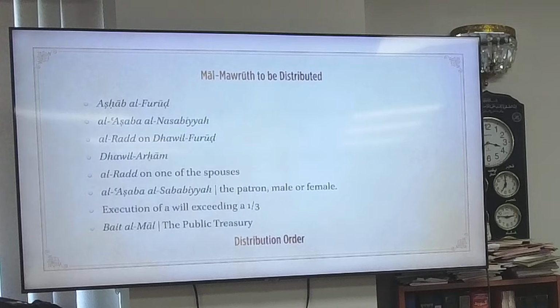Now, the mal and mawaris to be distributed can vary, but this is one option. Ashab al-furud are paid first. Then al-asaba and nasabiyya. Nasabiyya is based on lineage. And then you do a rad ala zul furud. It's a kind of return. Then for those who give inheritance to zawil arham, they do zawil arham. Then you do a rad on one of the spouses, if needed. Then you do al-asab al-sababiyya, the pattern, whether male or female, which doesn't exist today. And then you execute the will exceeding 1/3. What do you do if it exceeds 1/3? There is a process either to refuse it completely or, if approved by the heirs, who say, we have no problem if he gives more than 1/3 to somebody else, they need to approve it. And Baytul Mal, the public treasury. The legal framework.